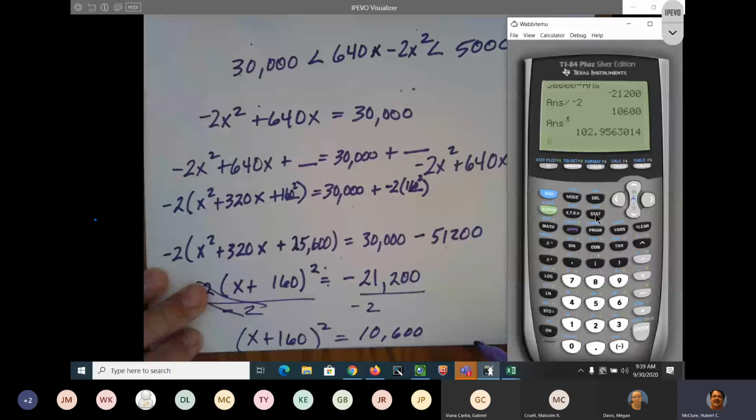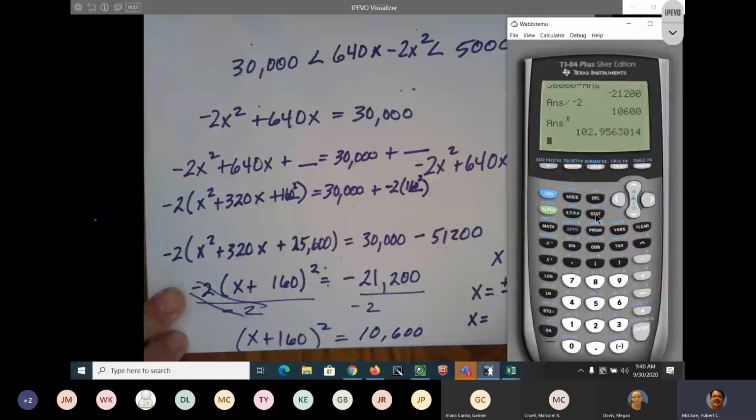Okay, and then of course, x is equal to positive or negative 103 minus 160. And that's not good at all, because you're not supposed to come up with a negative number, and I'm going to come up with two negatives. X is equal to, let's see, negative 57 and negative 263. I don't think that's right. And that's just for 30,000.